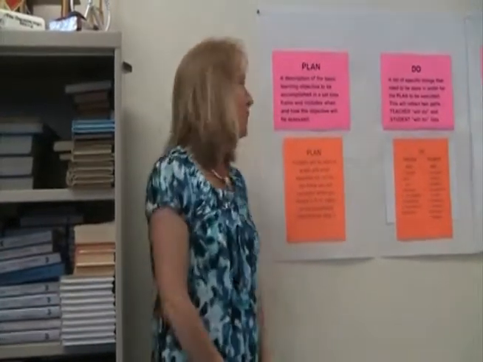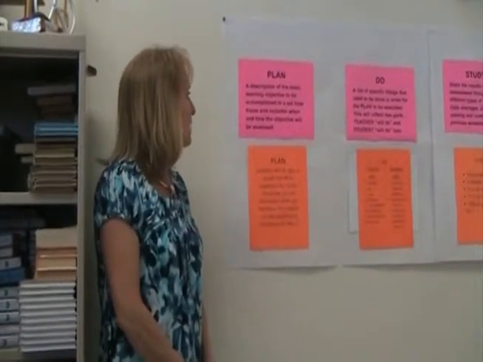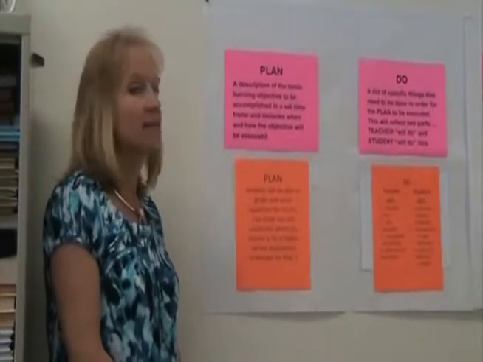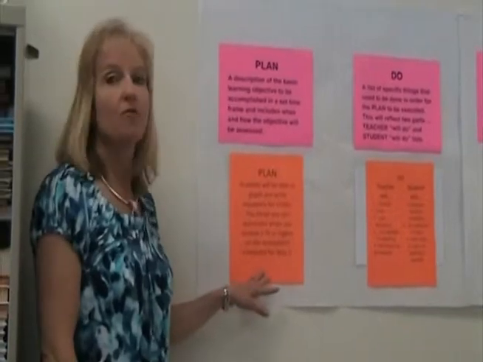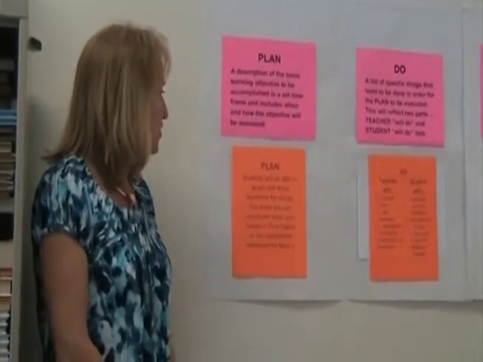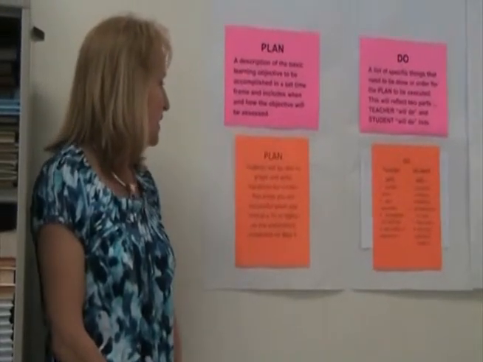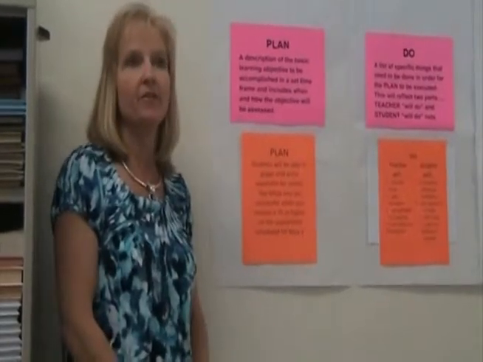Here is an example of what a plan might look like. Again, a description of the basic learning objective to be accomplished in a set time frame, and it includes when and how the objective will be assessed. So here's an example of one that has been written for math. Plan. Students will be able to graph and write equations for circles. You know you are successful when you receive a 70% or higher on the assessment scheduled for May 5th. Remember, you write the plan and set the assessment time.